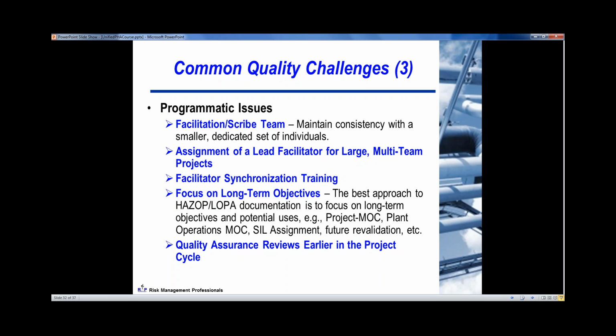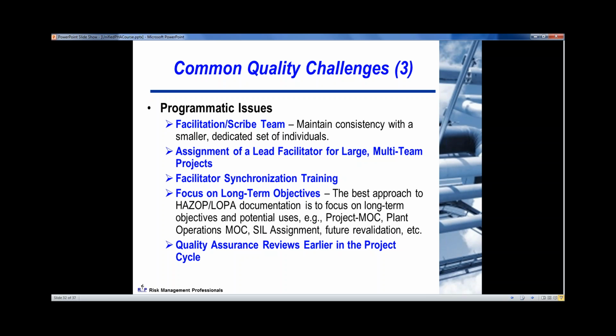Also, if you're doing a large design project with multiple facilitators, multiple teams, wait until the very end of the project, after everybody's disbanded, everybody's gone home, the design is frozen, to start doing your quality assurance review of your HAZOP or LOPA. Well, if you do that, you'll know why it's not a great idea and why you'll reap the benefits if you start synchronizing and doing QA reviews earlier.